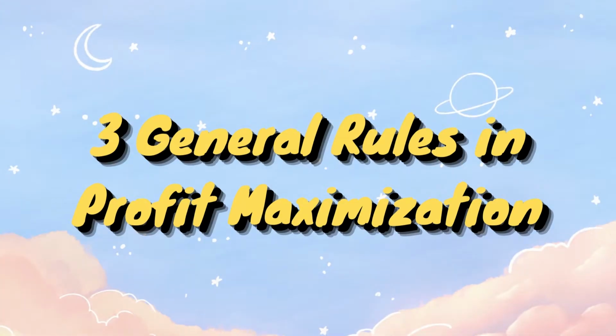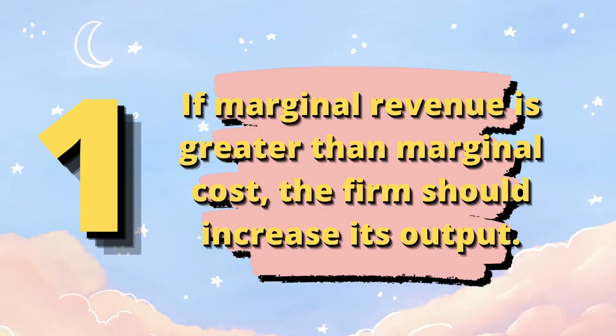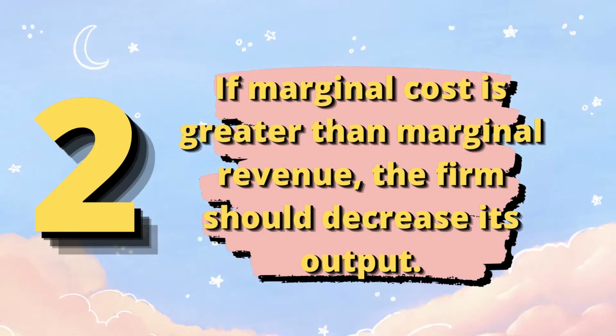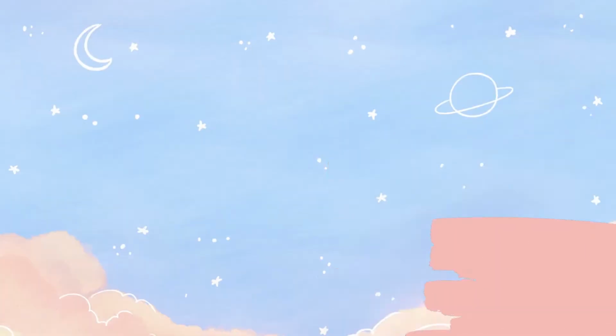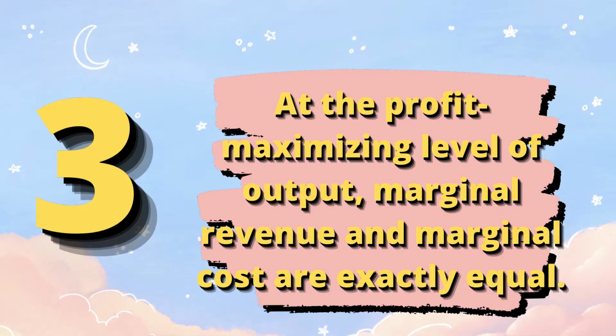This analysis yields three general rules for profit maximization. If marginal revenue is greater than marginal cost, the firm should increase its output. If marginal cost is greater than marginal revenue, the firm should decrease its output. And last, at the profit maximizing level of output, marginal revenue and marginal cost are exactly equal. These rules are the key to rational decision making by a profit maximizing firm.